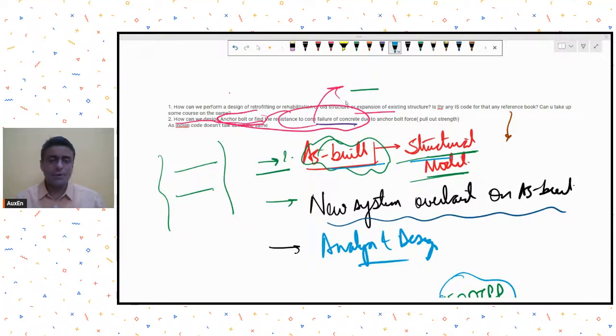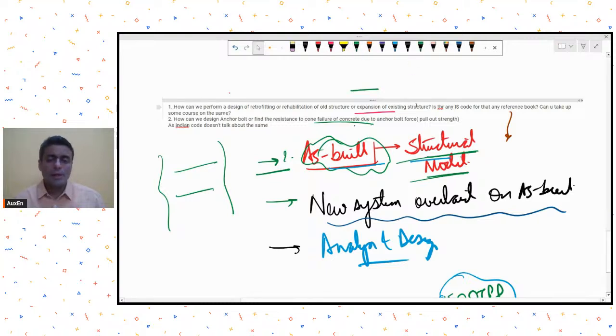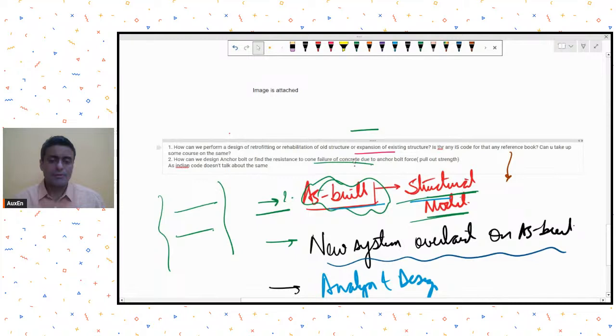I'm not aware of these things, but yes, I will plan. I'll study them, read more about it. Maybe in one of the upcoming sessions we can discuss in more detail. But right now, beyond the normal pull out calculations, I don't have enough knowledge about the cone failure calculations.